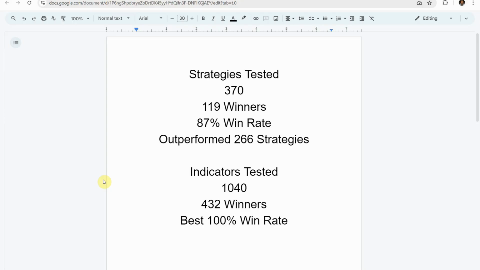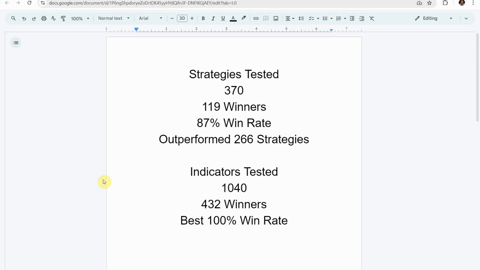Alright, as I said, today we will be testing a crypto day trading strategy. Before we do though, I wanted to put the testing scoreboard up for everyone to see. So to date, we have tested a total of 370 different strategies with 119 of them being winners. The best one so far was able to achieve an 87% win rate. That was achieved using the Academy of Forex indicator.